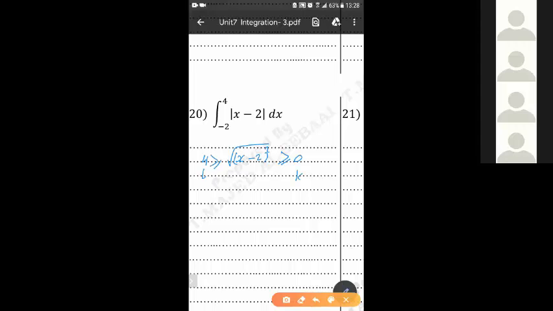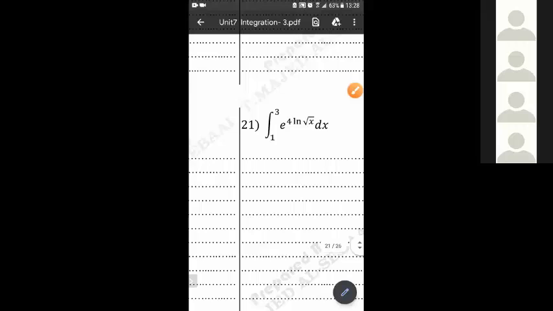Question 21. I will move on. Question 21, there is an idea in this question. So that when I deal with the logarithms, I can take this up. So this is going to be the integral from 1 to 3 of e to the ln root x squared all squared dx. I can write it this way. You understand?